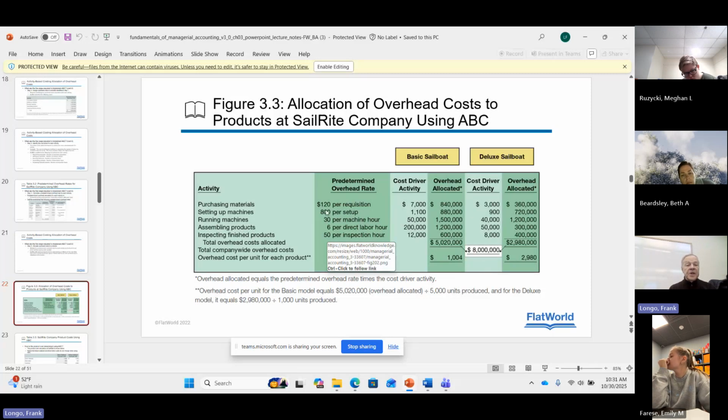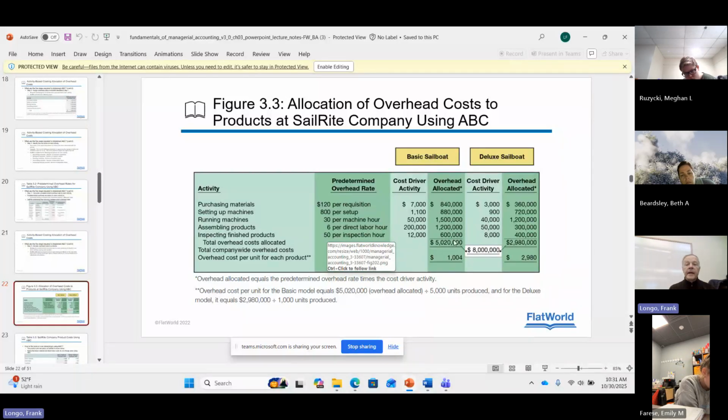So what we're doing is allocating overhead to each product. When we're finished, it's the same process. It's this multiplication process. If you multiply the rate times the activity, that will give you the allocated overhead. The reason we have to do it per product, each product is different and the cost driver is different. As a matter of fact, all of the cost drivers are different for the deluxe sailboat versus basic. None of them are the same. So we have to calculate these for each one. And we're multiplying the rate times the driver activity to get the allocated overhead.